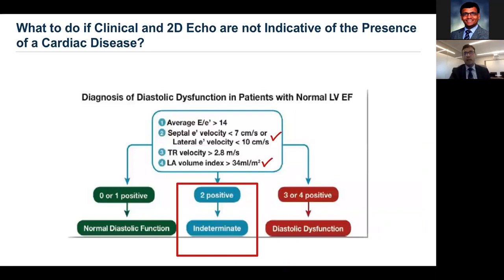So this patient has two abnormalities: elevated LA volume index and a reduced lateral and septal E prime velocity. Only two are positive, so this patient would be classified as indeterminate, and you would need to look for other features to support diastolic dysfunction or even perform an exercise stress test if the question is not yet solved.